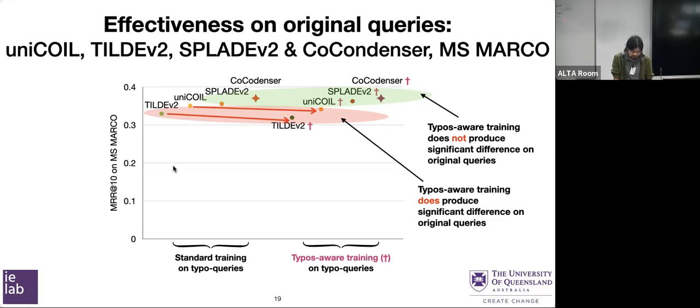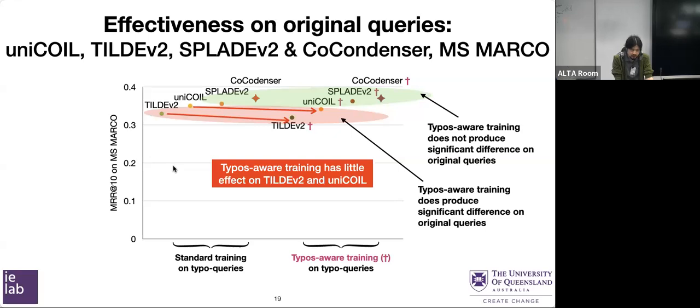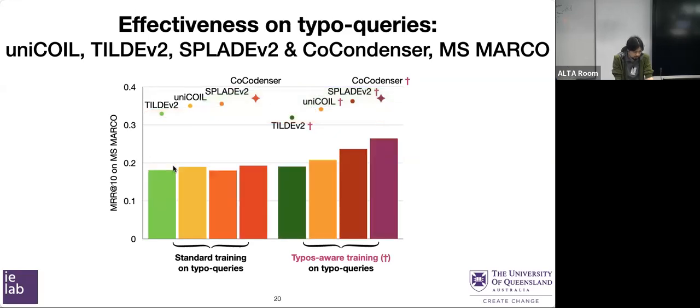This is a statistically significant difference. In contrast, typos-aware training appears to work well for SPLADEv2 and co-condenser when used on queries with typos. Both SPLADEv2 and co-condenser trained with typos-aware training show no statistically significant difference on typo-free queries. Hence, we conclude that typos-aware training has little effect on TILDEv2 and uniCOIL.